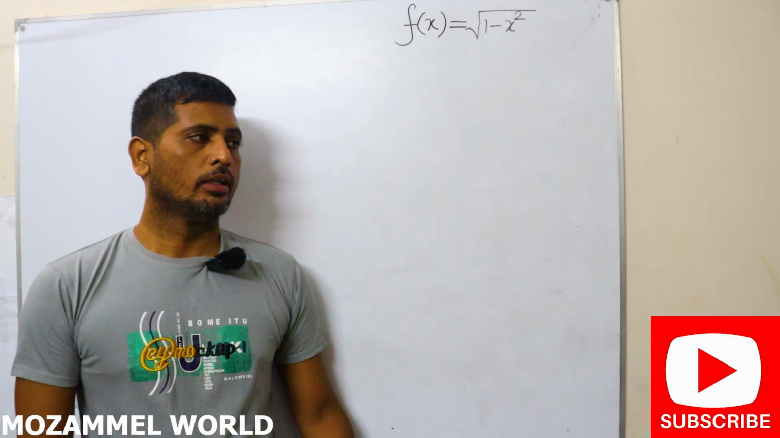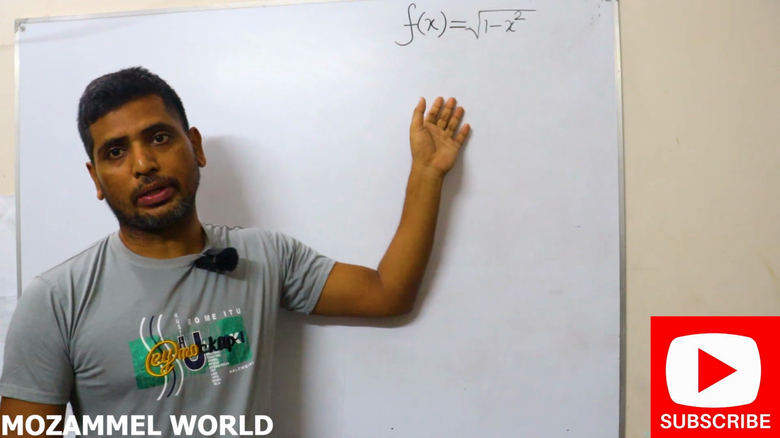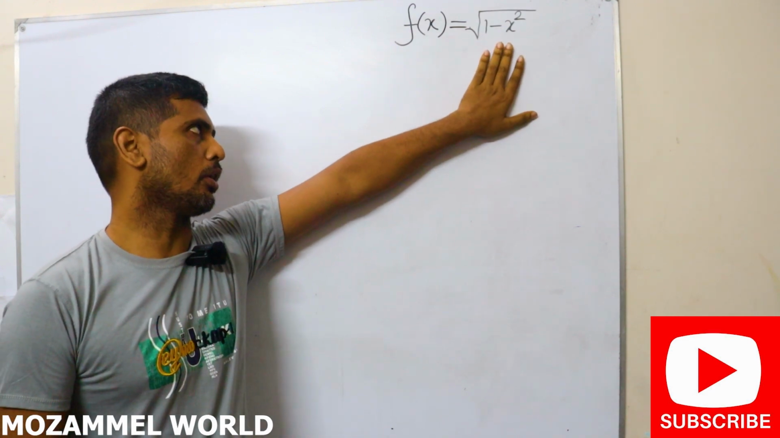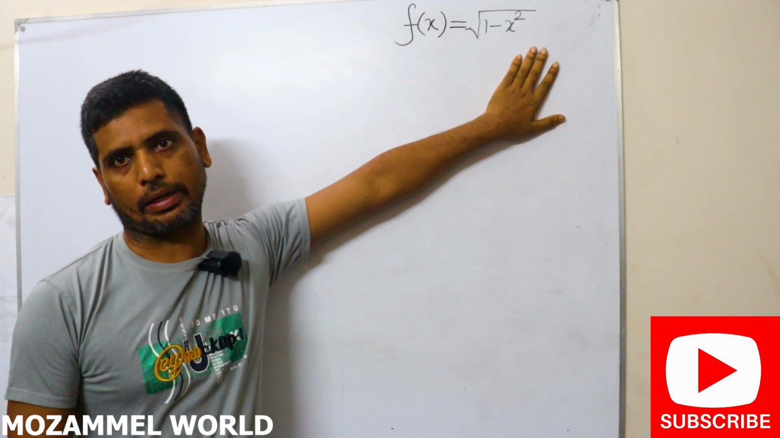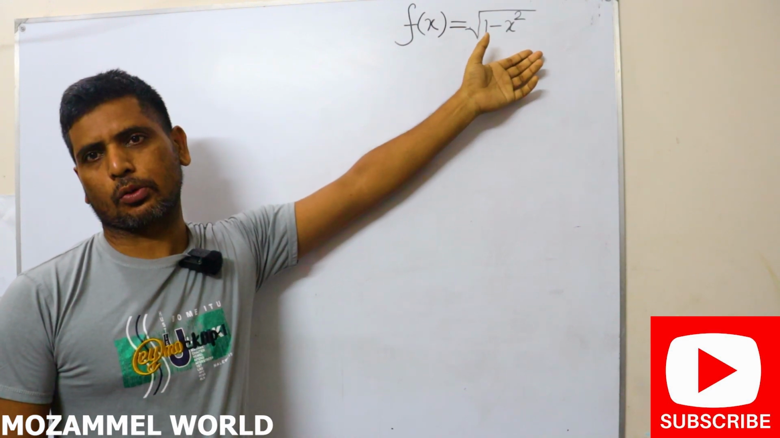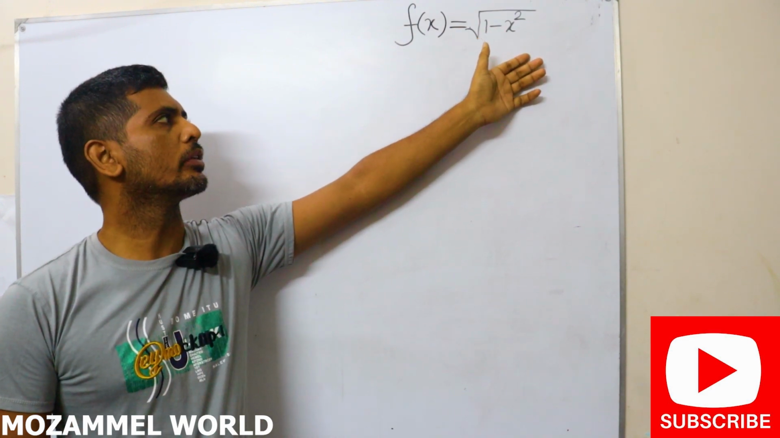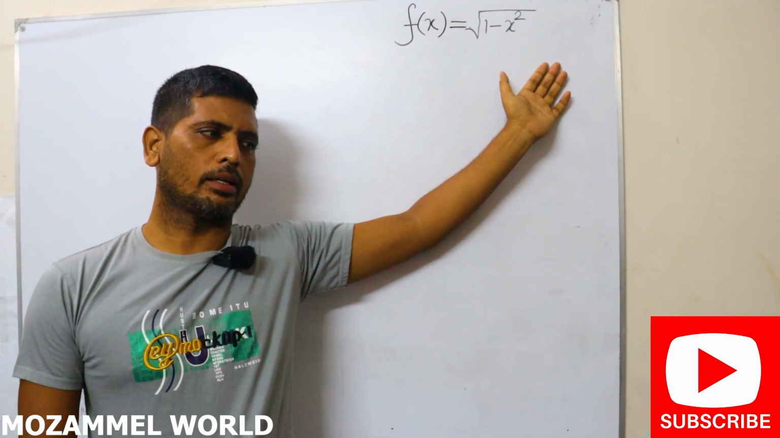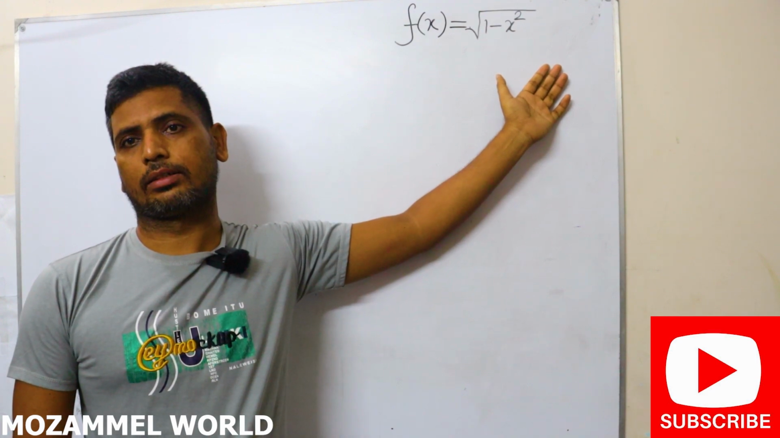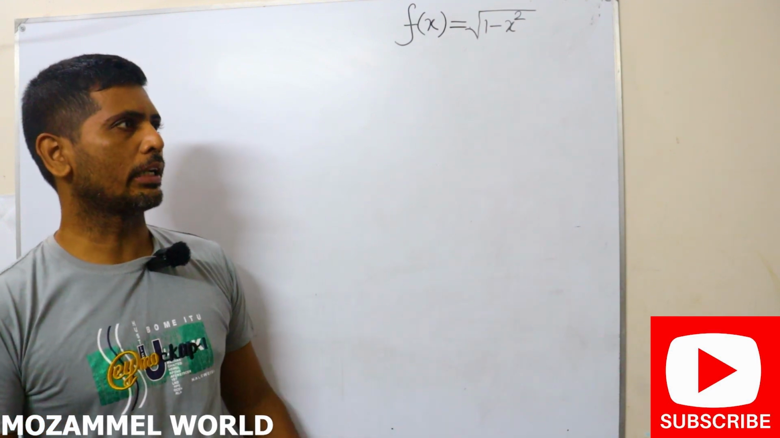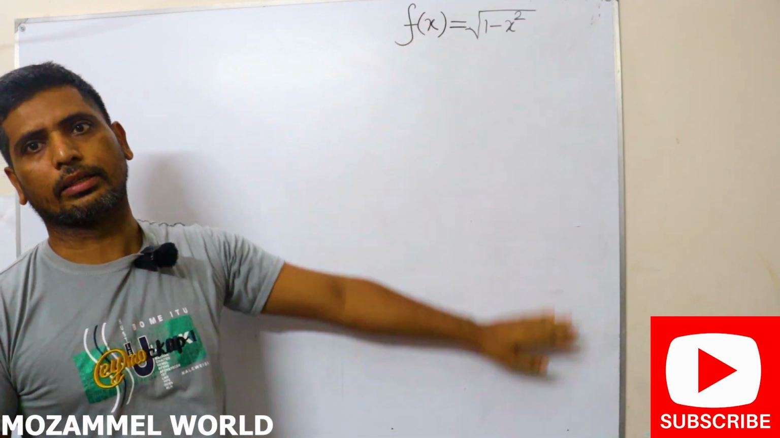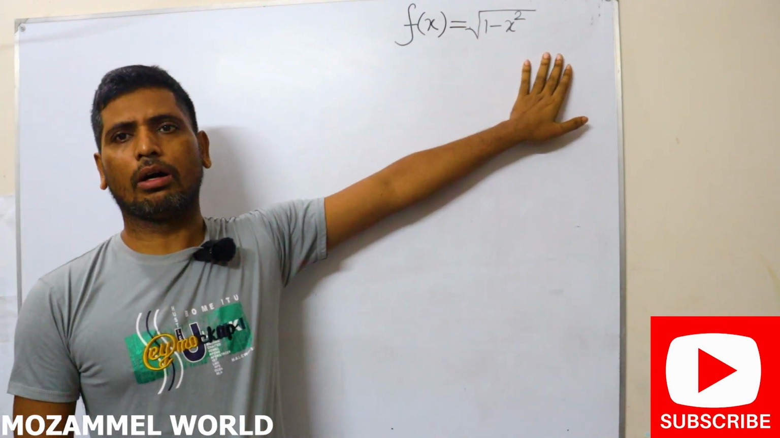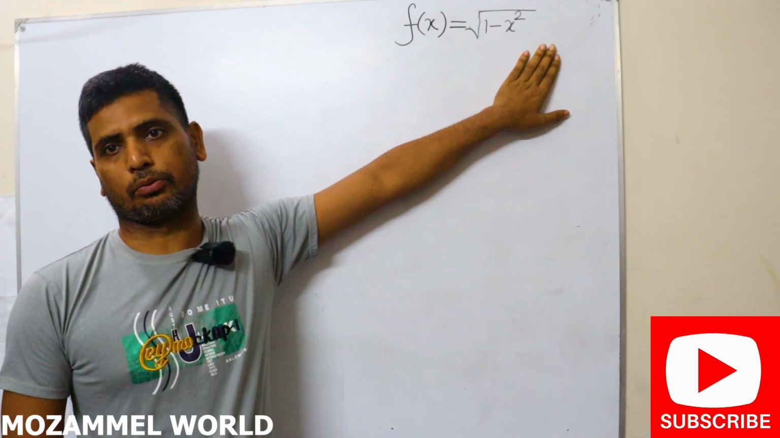Hello everybody. Today I'm going to find the domain of this function f of x equals root over 1 minus x square. It's a square root function. We already know all real values of x are the domain and all real values of f of x are the range. But in this case, not all real values of x will be the domain.